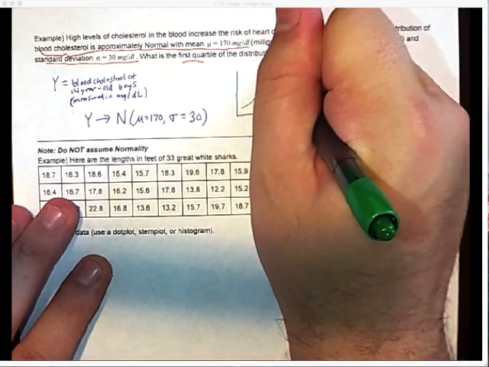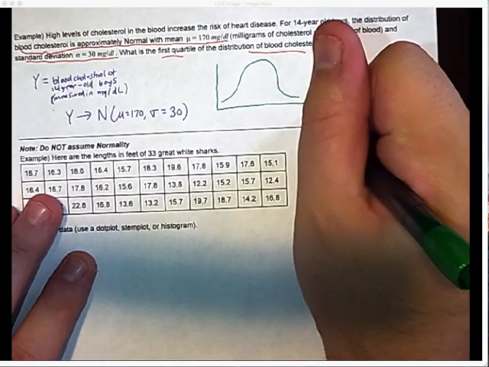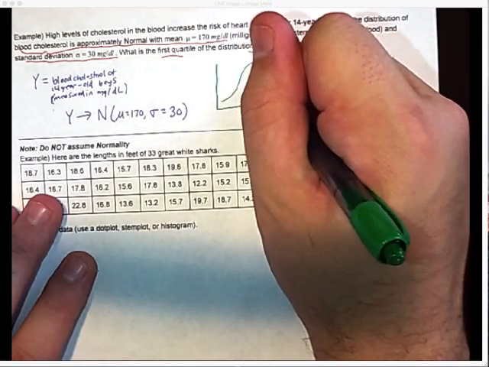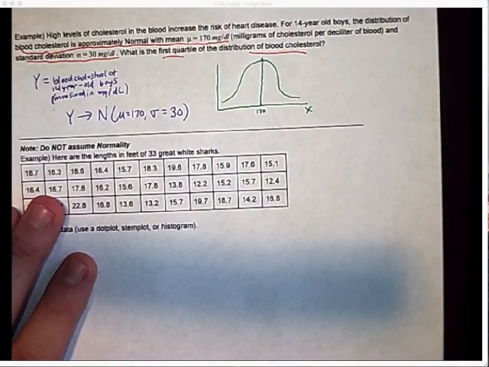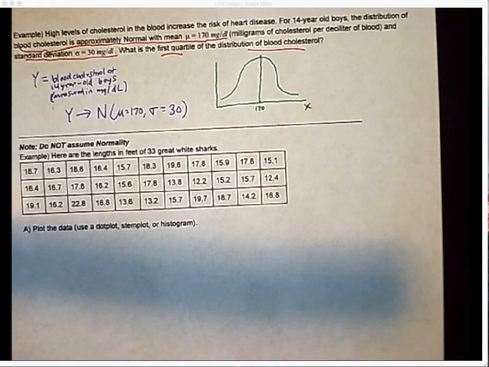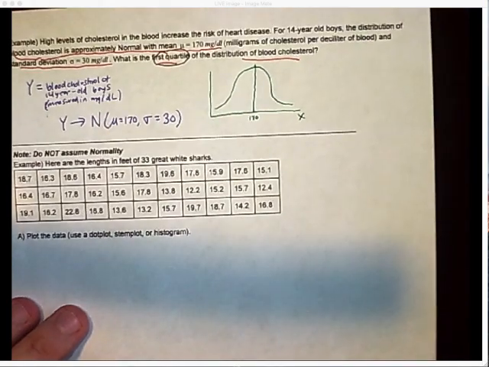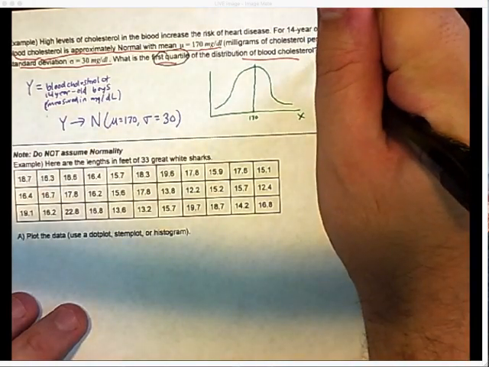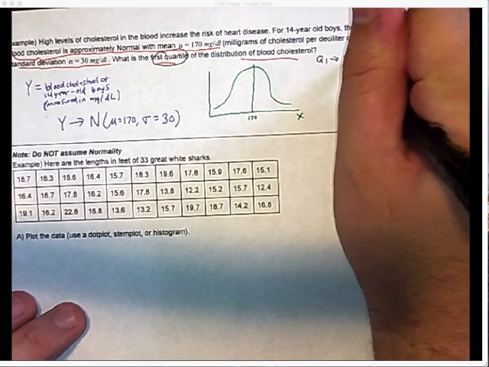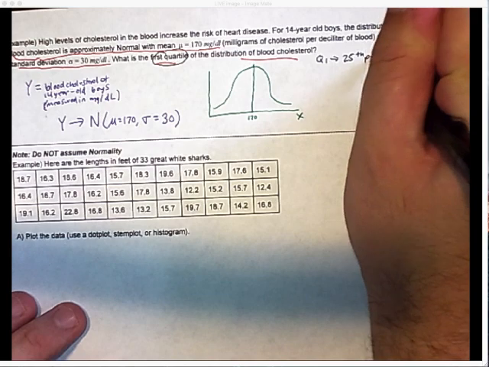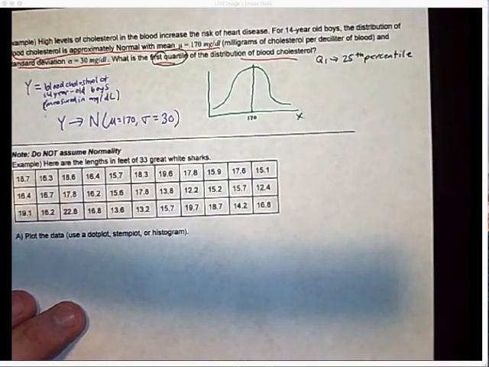So it's a normal curve, so I'm going to draw a normal curve. And if I'm just dealing with x values, then 170 would go in the middle. But what is this question asking about? They want to know what's the first quartile. Well, what's our knowledge about quartiles? What does it mean to be first quartile? We say that's Q1. But what is Q1? It happens to be the 25th percentile.